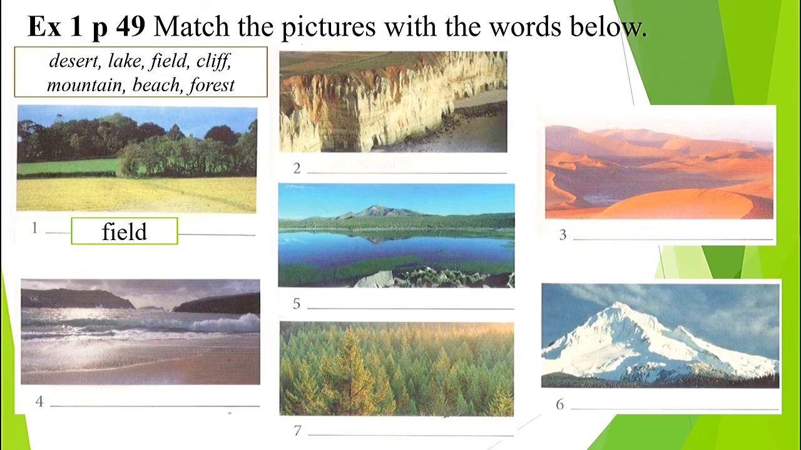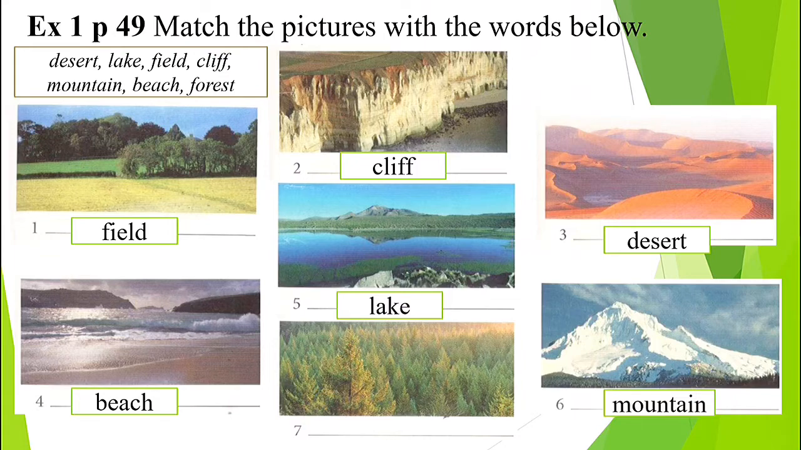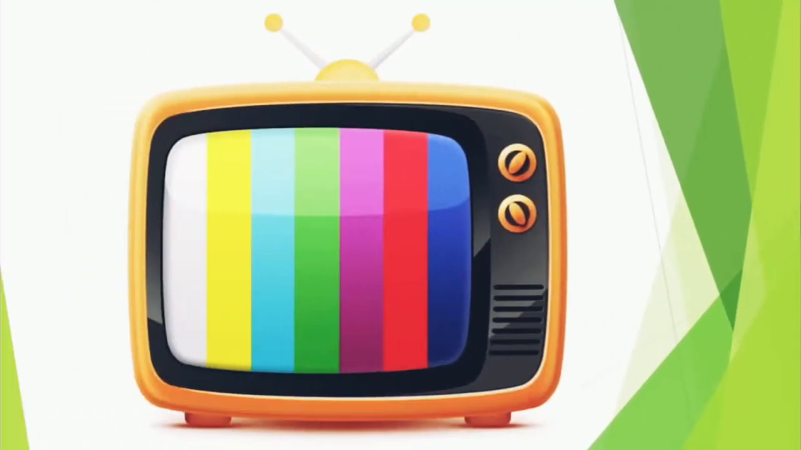The first is field, the second is cliff, the third is desert, the fourth is beach, the fifth is lake, the sixth is mountain, the seventh is forest. Okay, now let's watch the video.